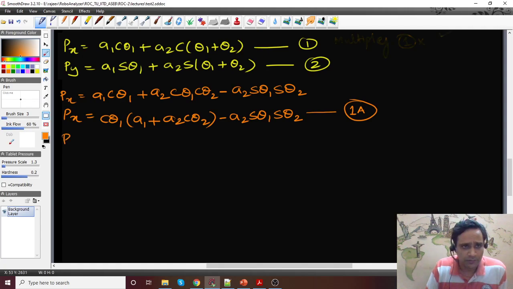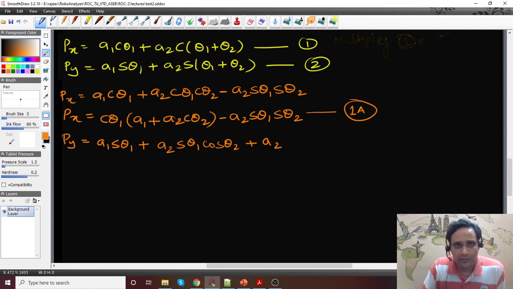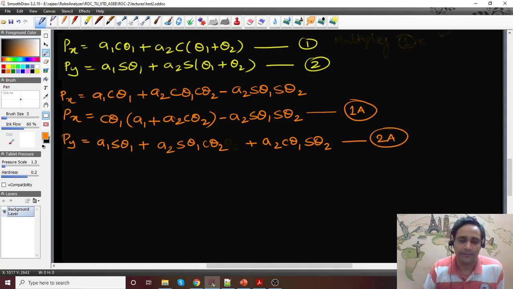Now equation 2 is py equal to a1 sin theta 1 plus a2 into sin of (theta 1 plus theta 2), which is a2 sin theta 1 cos theta 2 plus a2 cos theta 1 sin theta 2. We'll call this 2a.